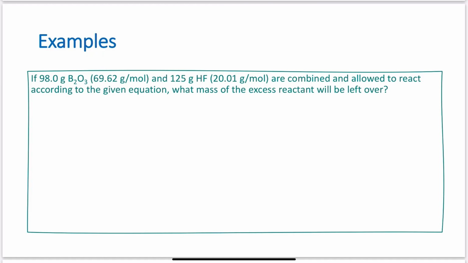Okay, so my given equation here, I apologize, I deleted a bunch of equations and I forgot to leave this one in here. B2O3 reacts with 6 moles of HF to produce 2 moles of BF3 and 3 moles of water. And again, like discussed previously, you don't have to do this next step, but I recommend it because it helps you identify that it is in fact a limiting reactant problem.